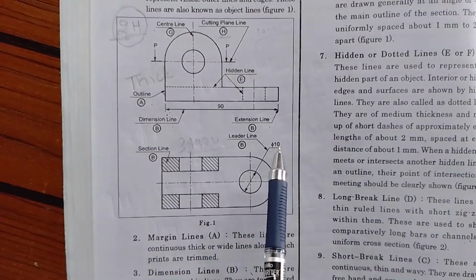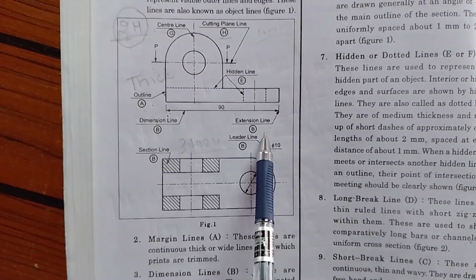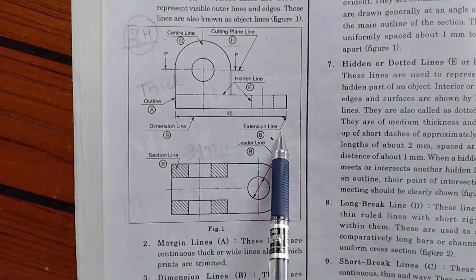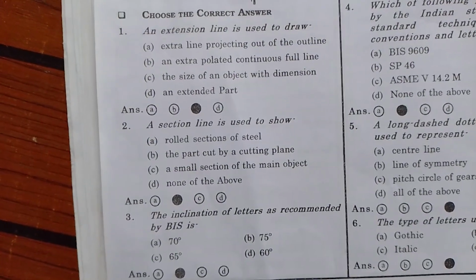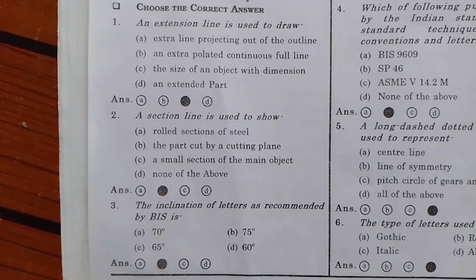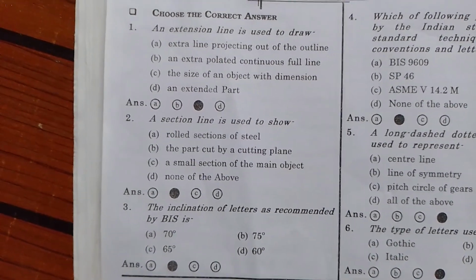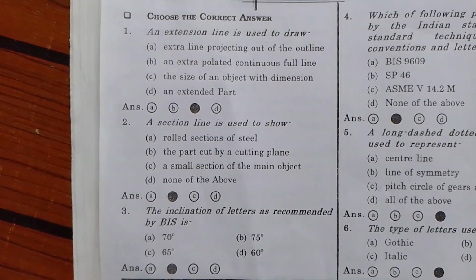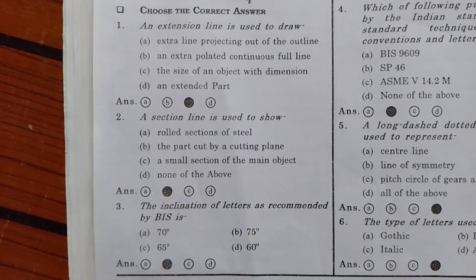This is our extension line. I am showing you here. This is our extension line. This is part of the dimension line. I think question 1 is clear. Question number 2. A section line is used to draw: rolled section of steel, the part cut by a cutting plane, a small section of the main object, none of the above. So the second option is correct, the part cut by a cutting plane.